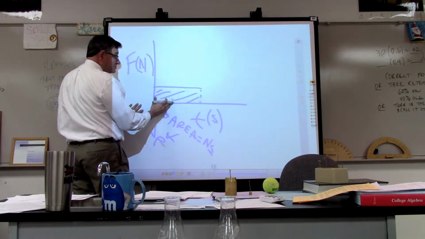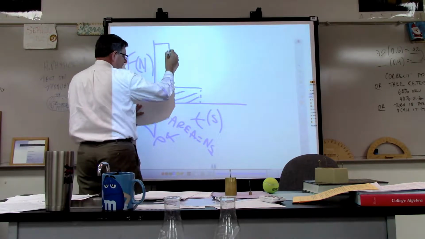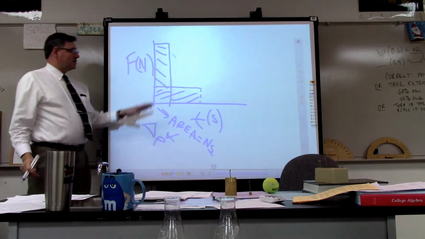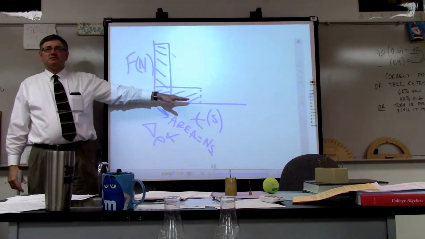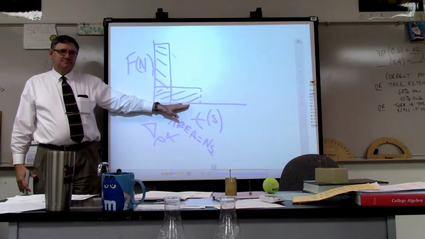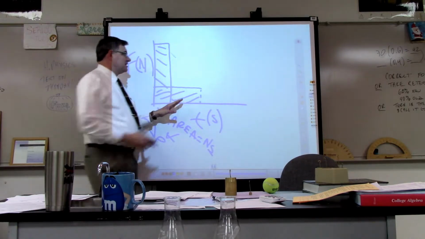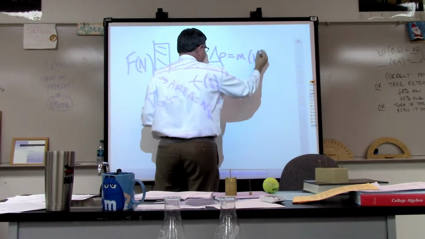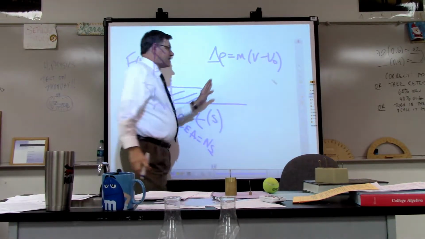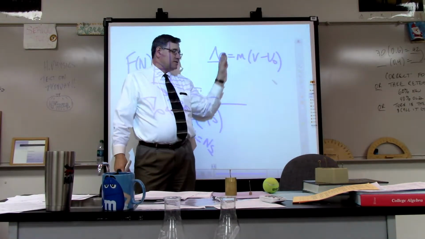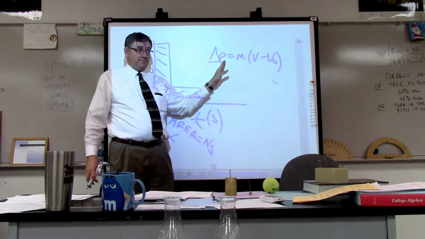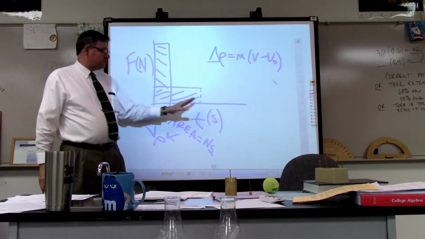So, but now, if he has a short amount of time, then this graph is going to look like this. So what do you think is true of these two areas? They're the same. Because if you look at change in momentum equaling mass times v minus v naught, no matter how Bugbee catches it, the final velocity is still going to be zero. It's still going to have the same change in momentum. So the only thing that we can do is alter the time.